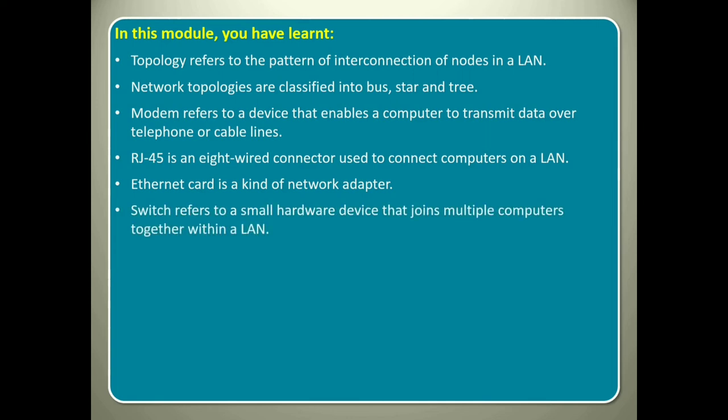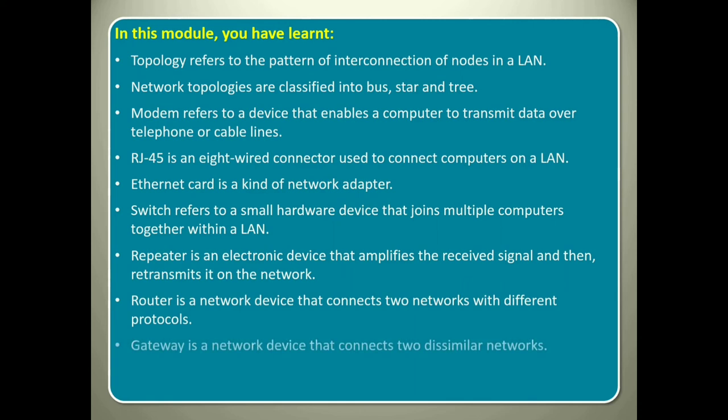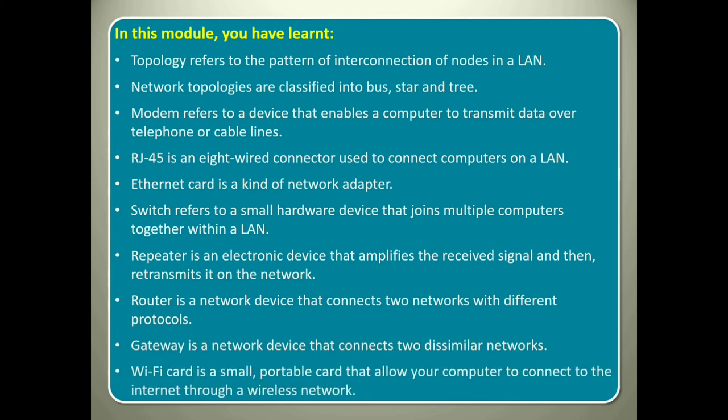Switch refers to a small hardware device that joins multiple computers together within a LAN. Repeater is an electronic device that amplifies the received signal and then retransmits it on the network. Router is a network device that connects two networks with different protocols. Gateway is a network device that connects two dissimilar networks. Wi-Fi card is a small portable card that allows your computer to connect to the internet through a wireless network.